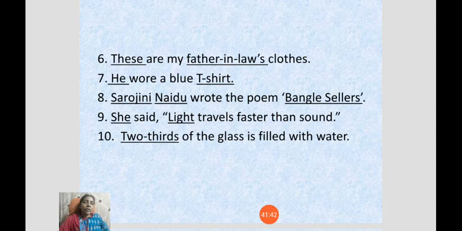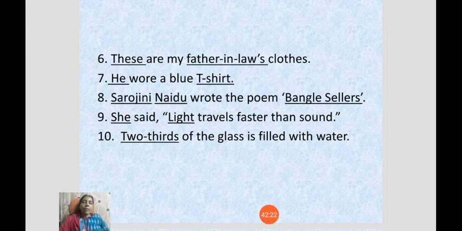Then come to the next one, that is father-in-law's clothes. Father-in-law, it is to be written with hyphens. Okay, I already gave the explanation. Here you don't have several father-in-laws. You want to say that you have one father-in-law and his clothes. So apostrophe s, yes, father-in-law's clothes. It shows belongingness, or it shows the possession, that your father-in-law possesses these clothes.